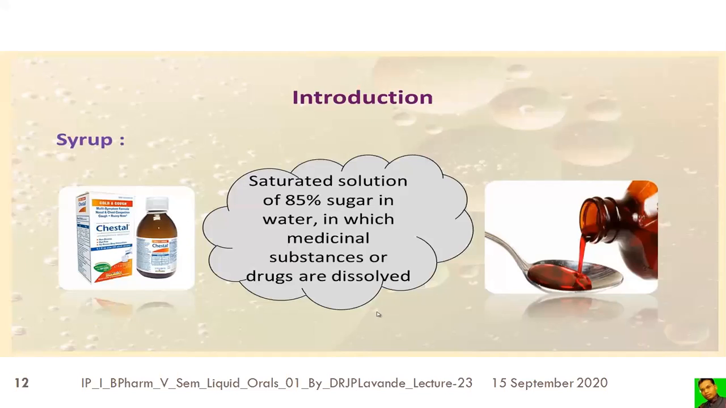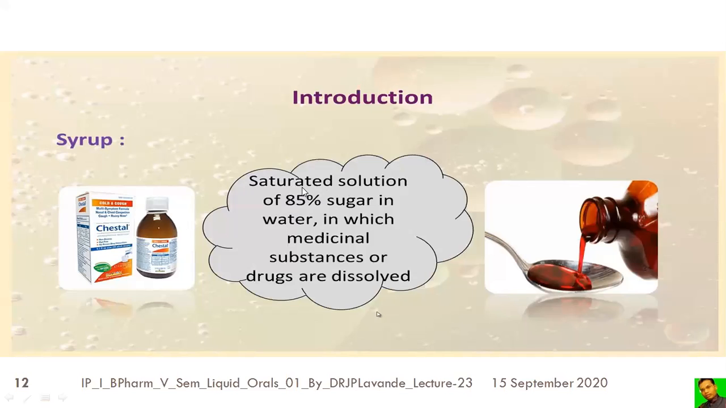So what are these syrups? Syrups are solutions. Solutions of what? Solutions of sugar. You need to concentrate here: the sugar is present in 85% concentration. So if sugar is present in water at 85%, such solutions of sugar are properly called syrup.